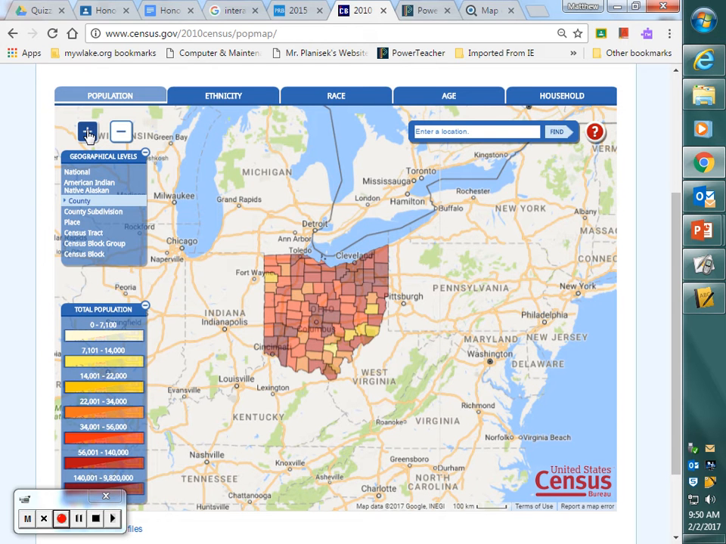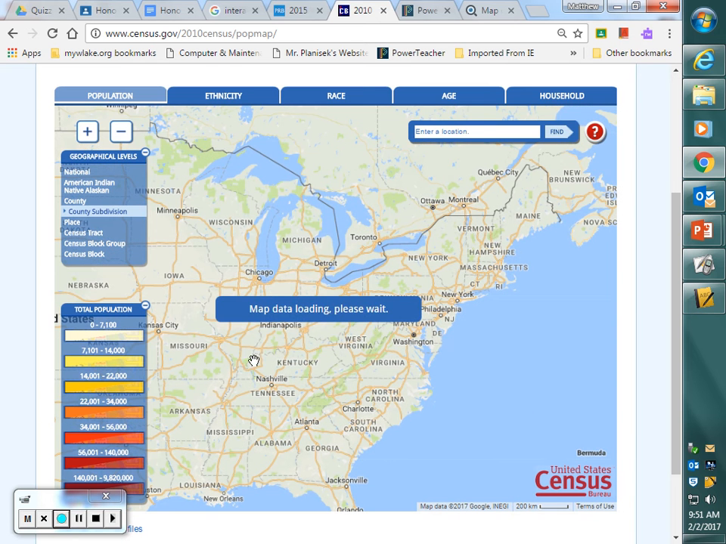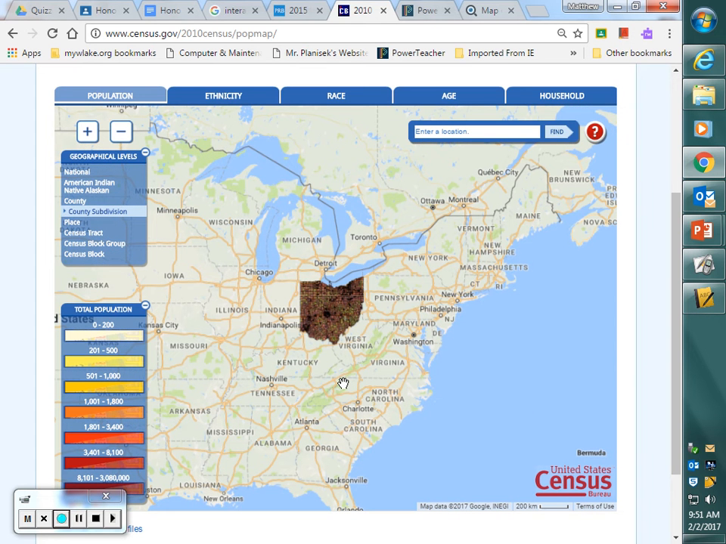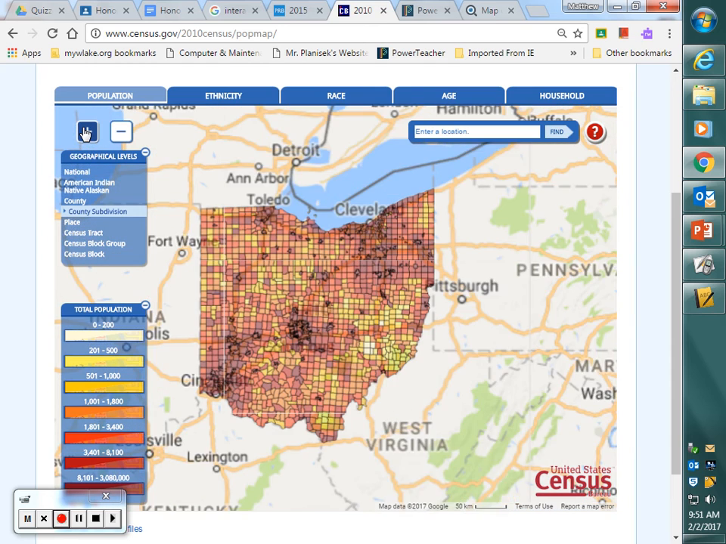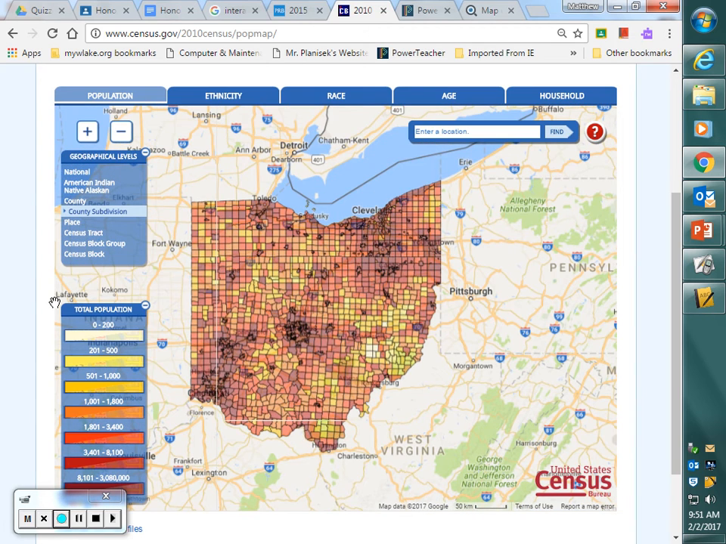Ohio looks pretty densely populated on the big map, but when we zoom in, we definitely see that there are areas of greater population than other areas. That's by county, but I'm going to break it down to county subdivision, which is a little bit more detailed. All right, so let's zoom in here. Within Ohio, there are areas that are more densely populated than others, right?